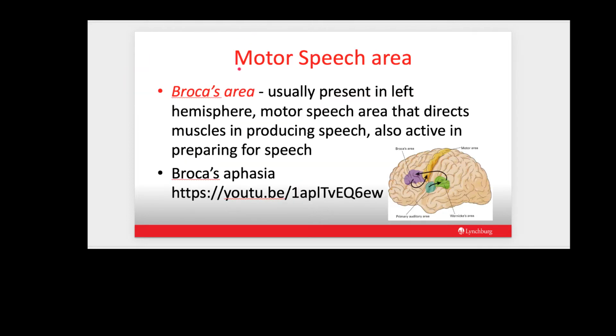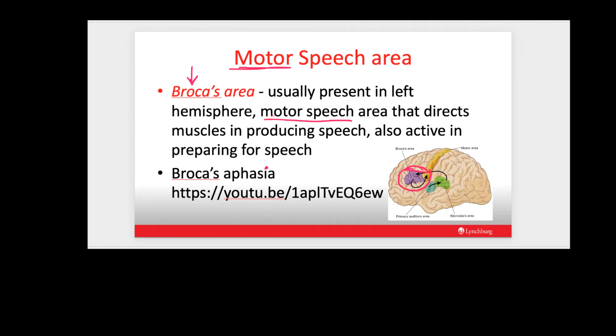Now, also in our motor area, we have what's called a motor speech area. And this is Broca's area. It's going to be located here, indicated in purple in the brain. It's more of a frontal lobe function, and this is the motor speech area. This is the area that controls the muscles that are active in producing speech. Also, it's active in preparing for speech. So this is the motor function of speech production.